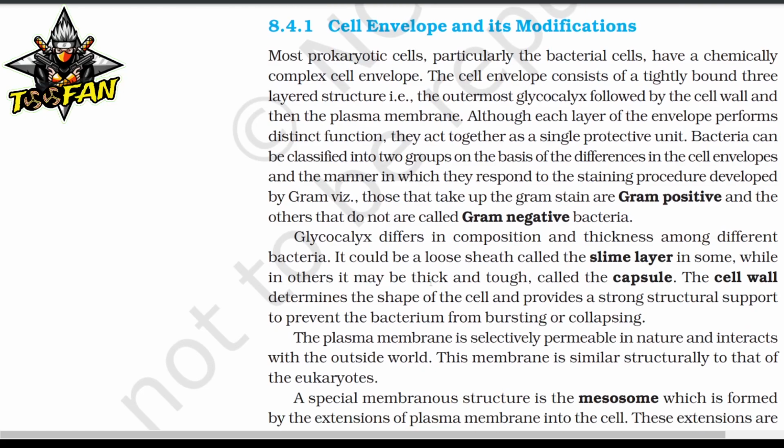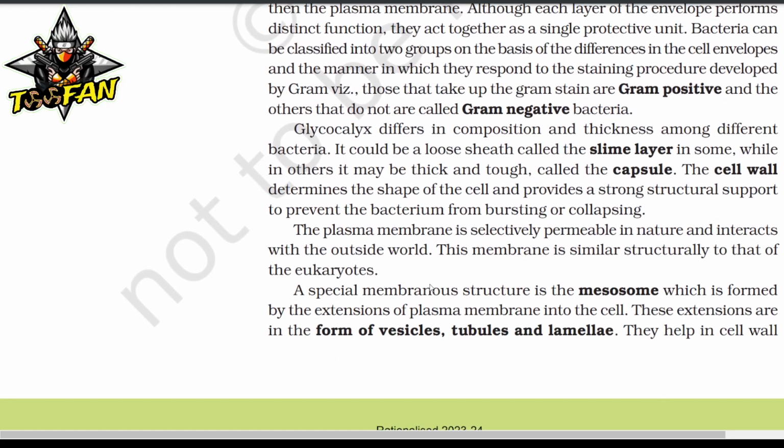Glycocalyx differs in composition and thickness among the different bacteria. It could be a loose sheath called slime layer in some, while in others it may be thick and tough, called capsule. The cell wall determines the shape of the cell and provides strong structural support to prevent the bacterium from bursting or collapsing. The plasma membrane is selectively permeable in nature and interacts with the outside world. This membrane is structurally similar to that of the eukaryotes.